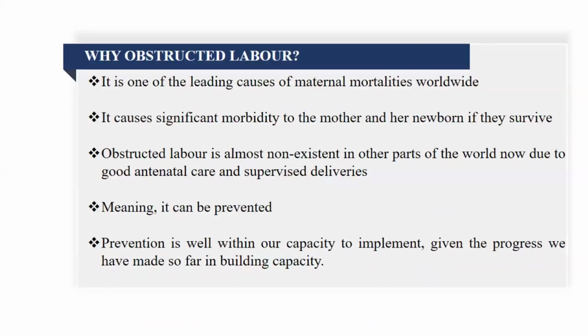So why are we looking at obstructed labor? It is one of the leading causes of maternal mortalities worldwide. It causes significant morbidity to the mother and the newborn, even when they survive the ordeal. And in other parts of the world where things are far more advanced, obstructed labor is almost non-existent because of good antenatal care and supervised deliveries, meaning that it can be done. We can prevent obstructed labor, and the prevention is well within our capacity to implement, given the progress we have made so far in building capacity.